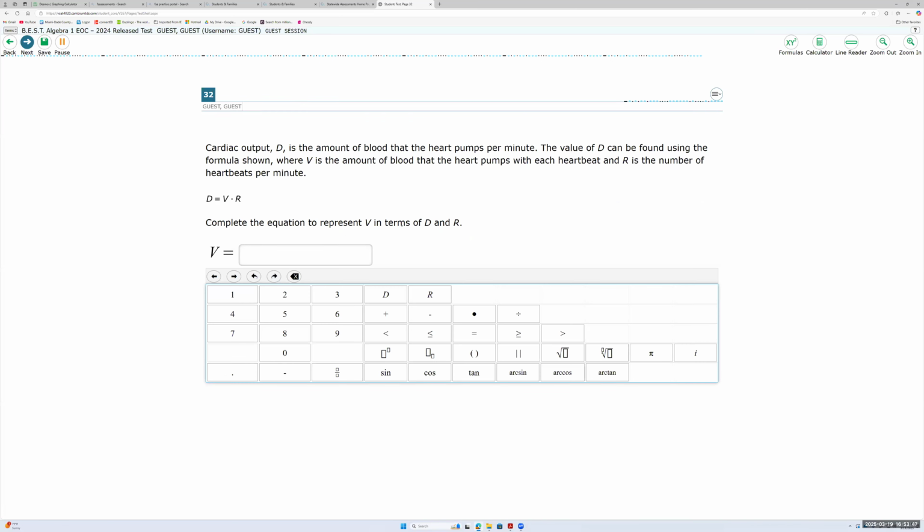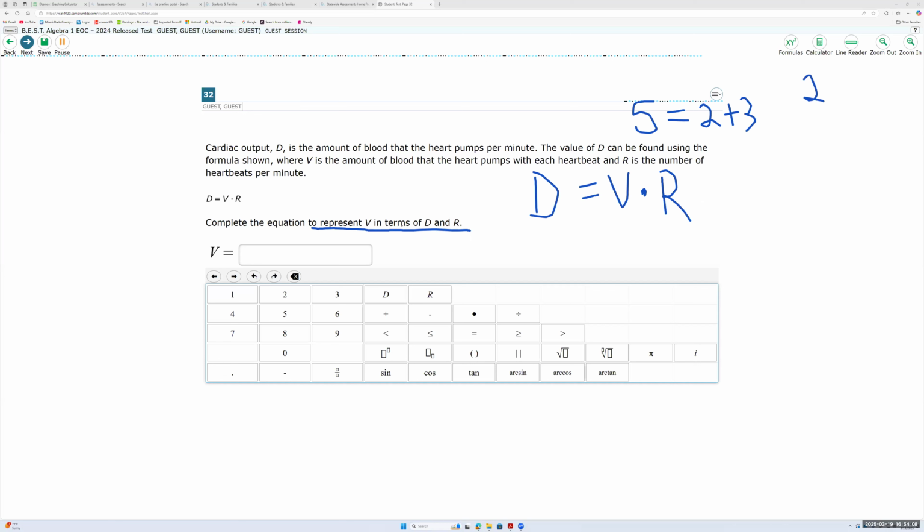Okay, basically this is another one where I read the question and I know that they want to represent V in terms of D and R. In other words, solve for V when you start with D is equal to V times R. Because I want to solve for V, I'm going to simply say that 5 is equal to 2 plus 3, and that's the same as saying 2 plus 3 is equal to 5. In that manner, V times R is equal to D.